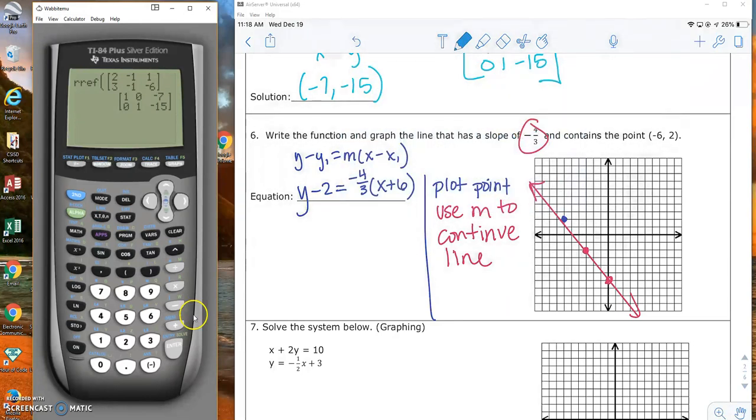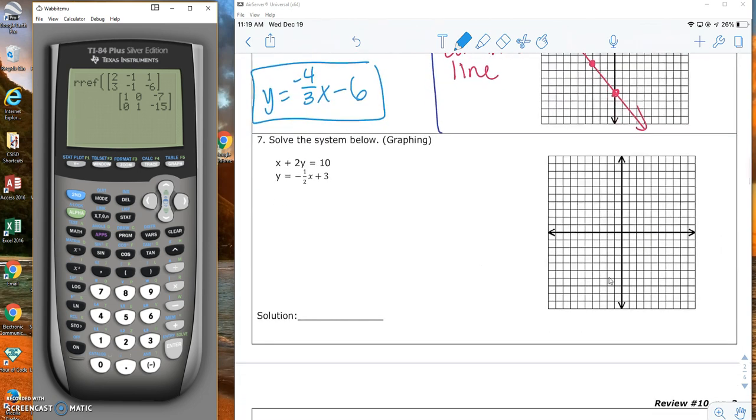And with either method, if I wanted to take this, I could distribute and solve for y, or I could see here that my b value is -6. So if you needed it in slope-intercept form, you could solve this one by distributing -4/3 and then adding 2, or from this way, plotting your point and using your slope, you could see that it crosses a b value of -6.